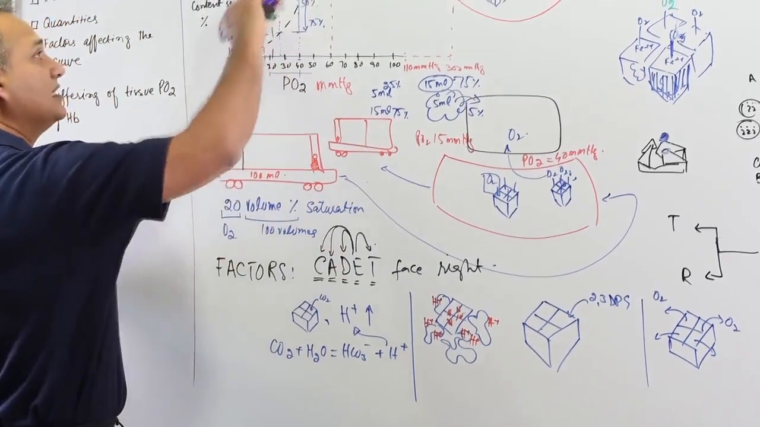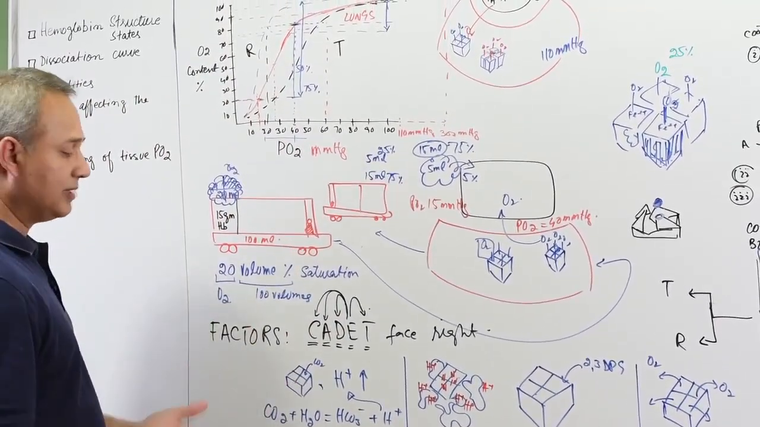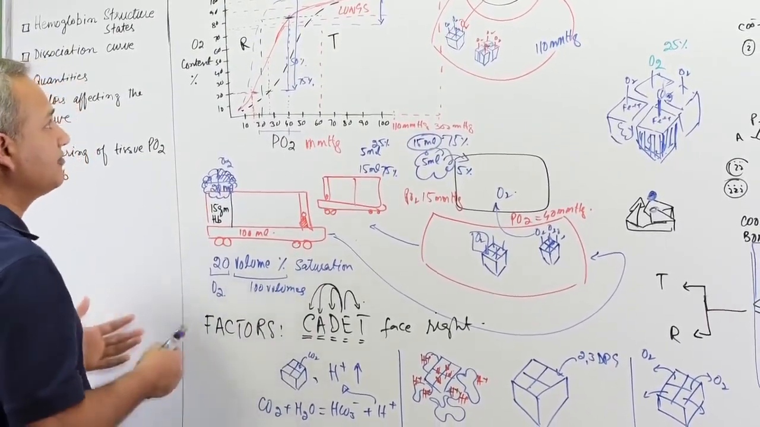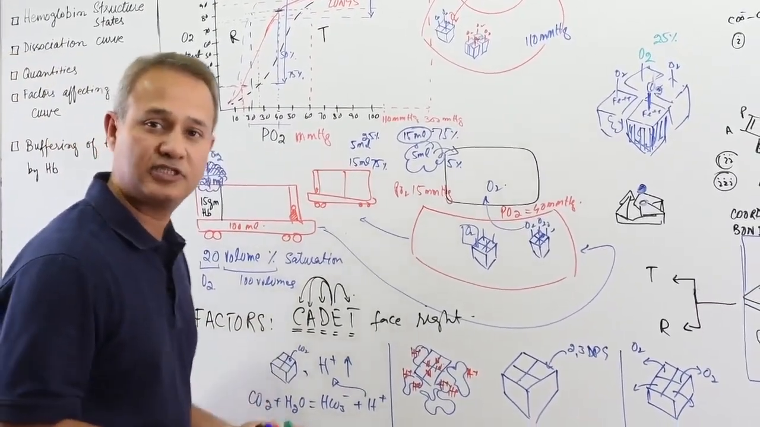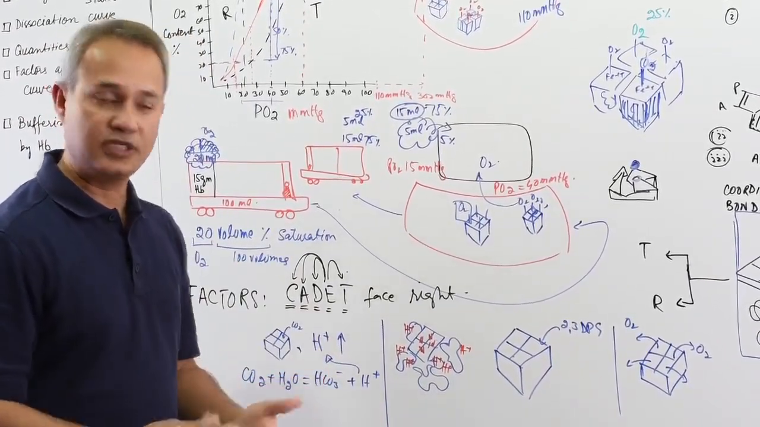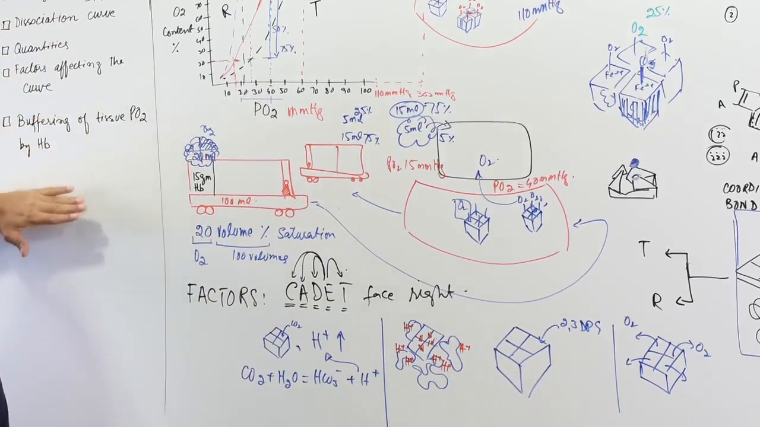Now let's look at the left shift. Left shift is mostly the reverse of these things: low temperature, less carbon dioxide, and so on, and then some chemical compounds and poisons. Left shift simply means that it is difficult for oxygen to dissociate. So got it. That is the factors that are affecting the curve.